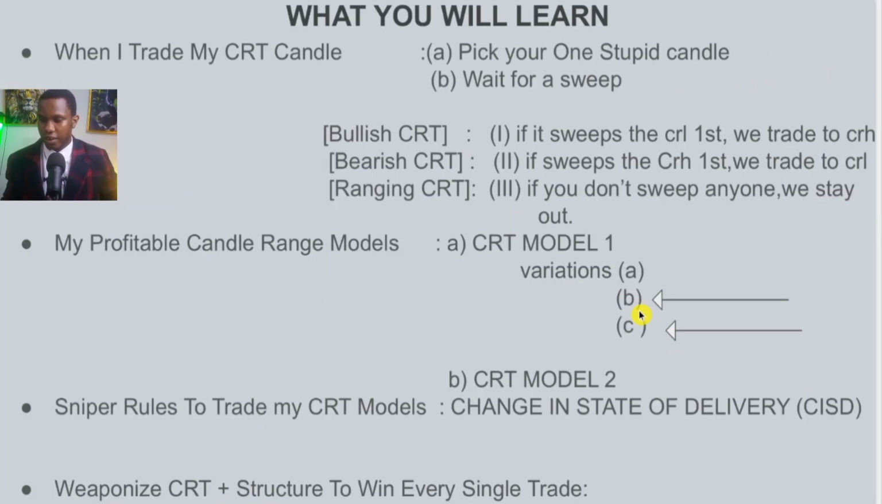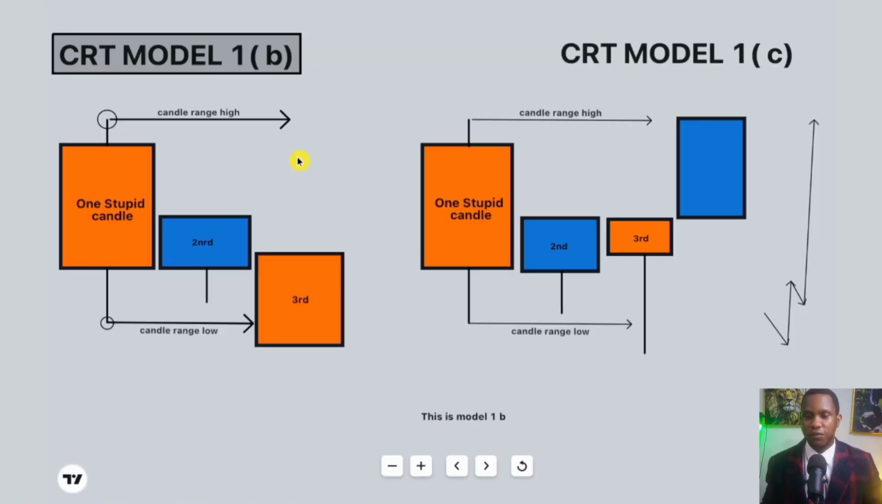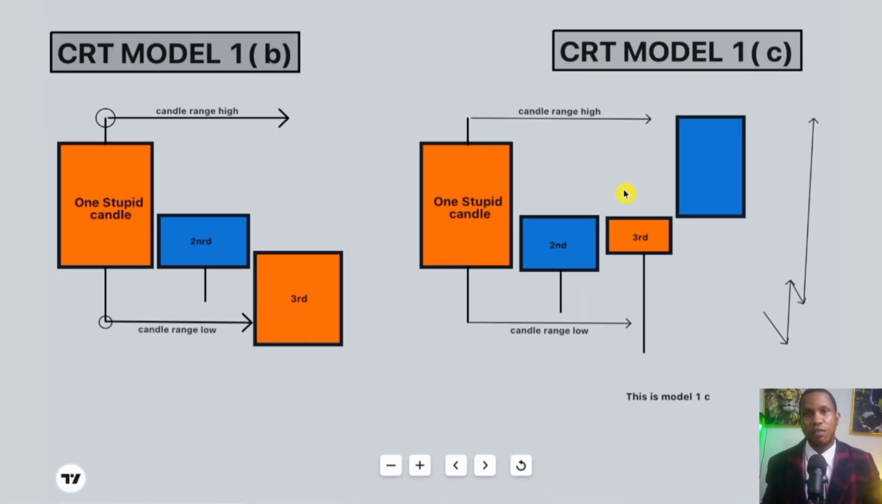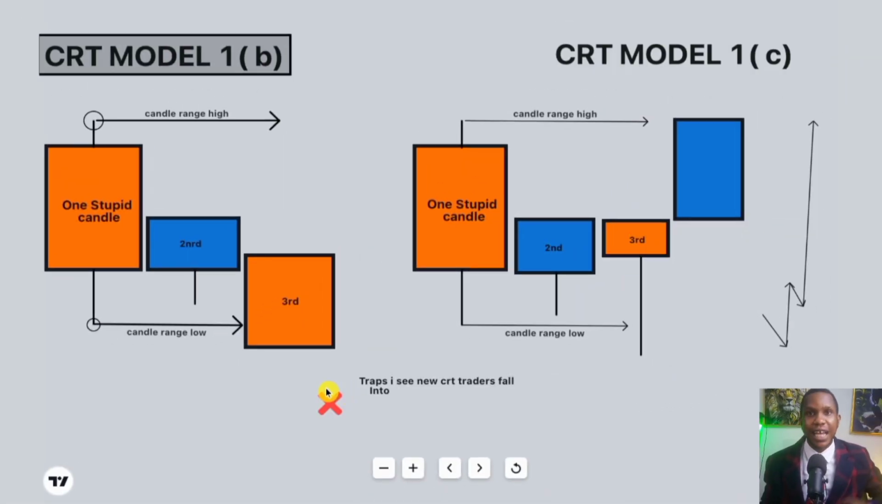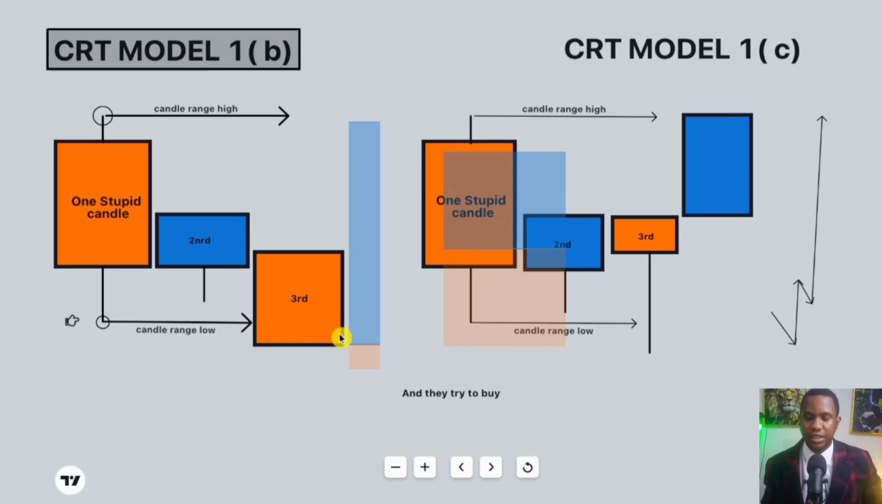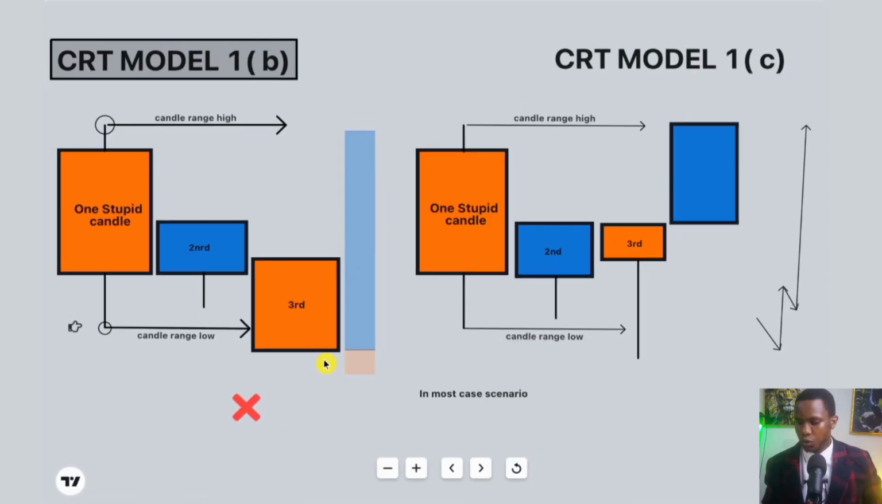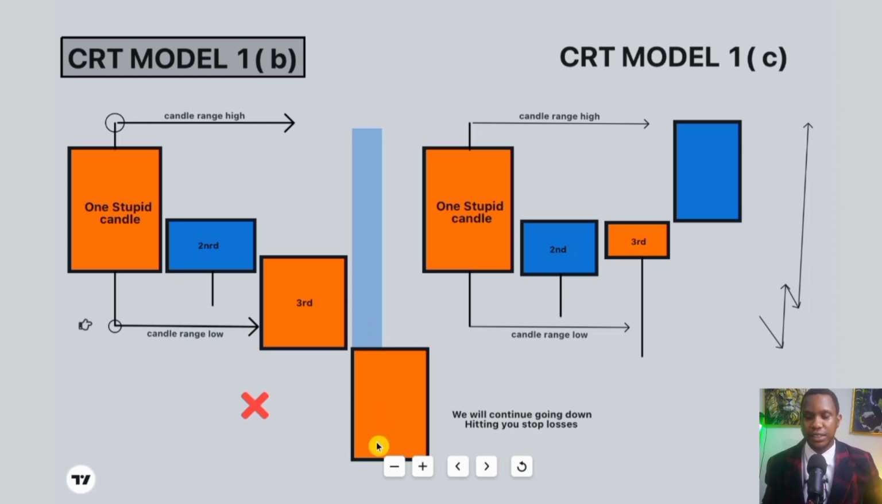Variations B and C will reduce your chances of losing your hard-earned money to CRT. This is our variation 1B model and this is our variation 1C model. A trap I see new CRT traders fall into is when we have a candle close below the candle range low of our one stupid candle and you see them trying to buy. This is wrong. In most scenarios, the market will continue going down, hitting their stop loss.